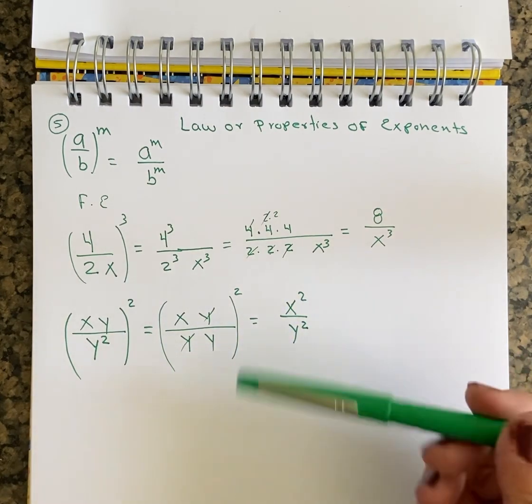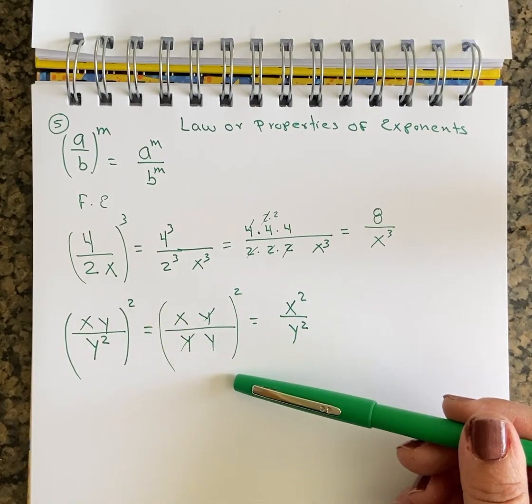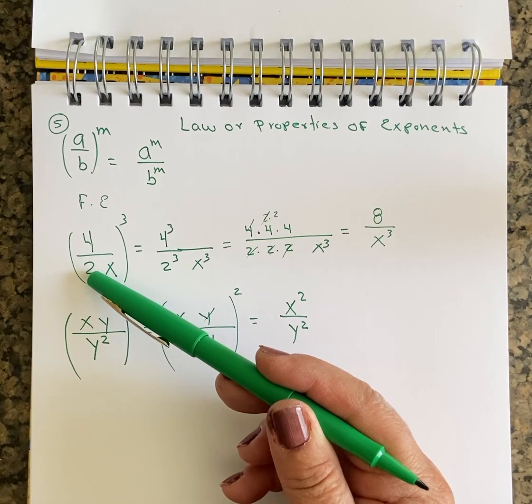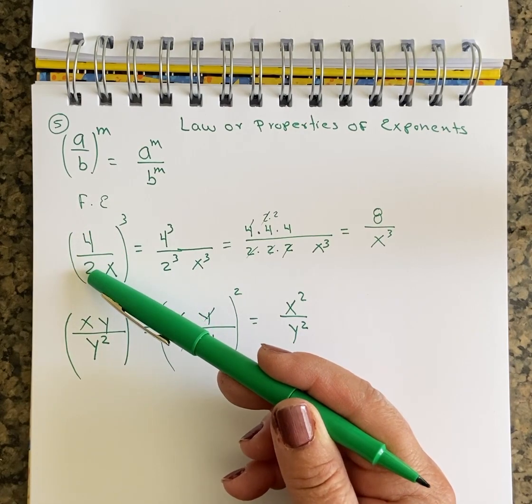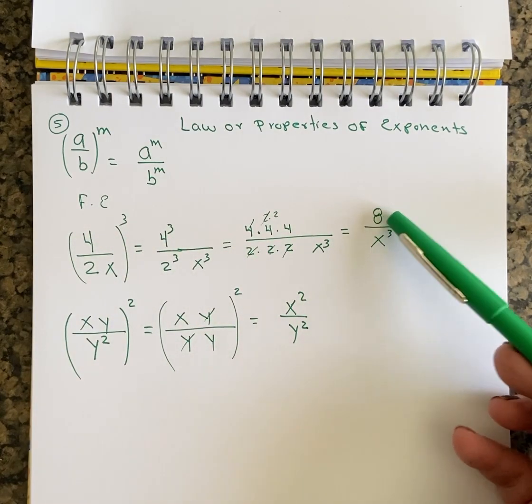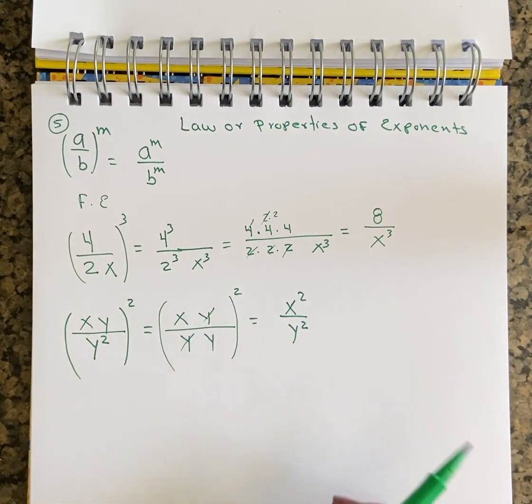Notice what I did, I simplified whatever is in the parentheses first, okay? Now, you could have done this over here too. So 4 divided by 2 will be just 2 on top, and 2 to the third will be 8. That's another way to do this one.